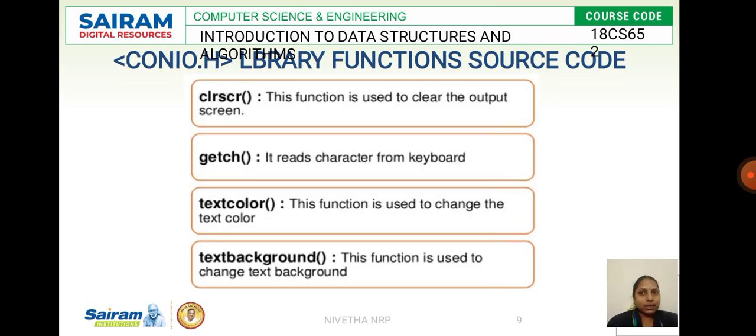We'll see some predefined functions under conio.h, that is clrscr, clear screen, which helps you print the output on a new screen, clearing the previous output. Then you have getch to get a character from the keyboard. You have textcolor, textbackground, which are all functions that have already been defined.